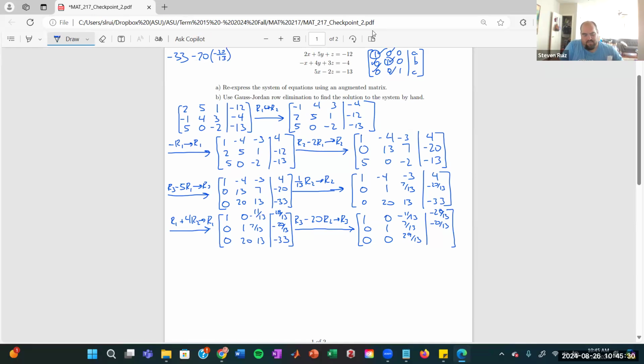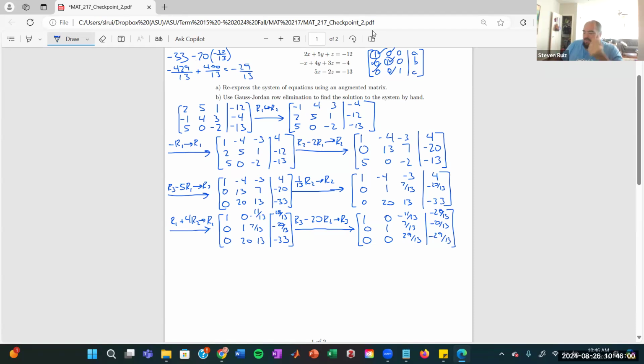33 times 13 is negative 429. So negative 429. Right, bigger, I guess. 29/13 plus 400/13. That gives me negative 29/13. So negative 29/13. So believe it or not, we're kind of done with the fractions.